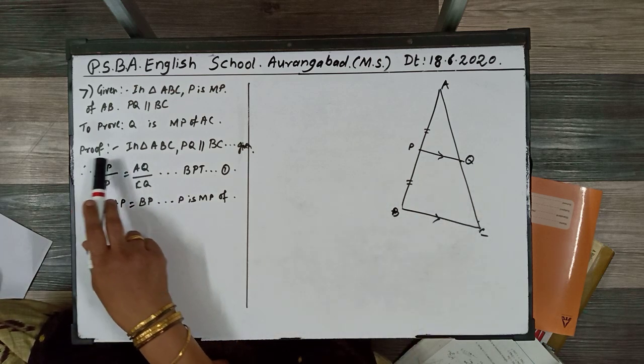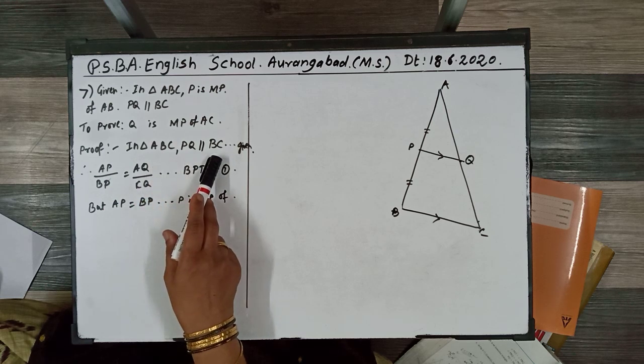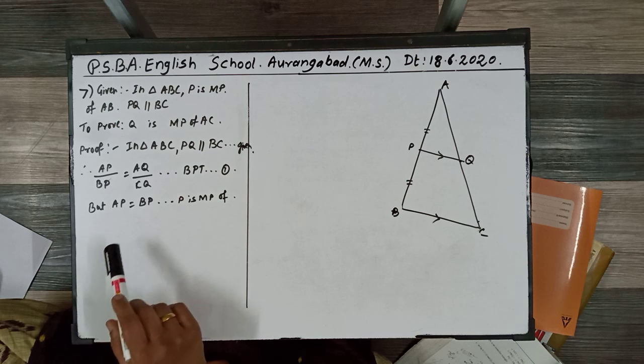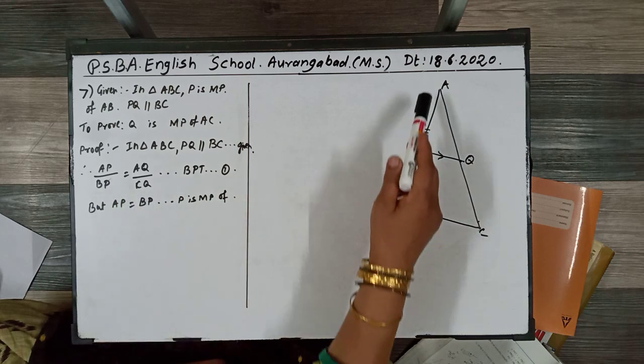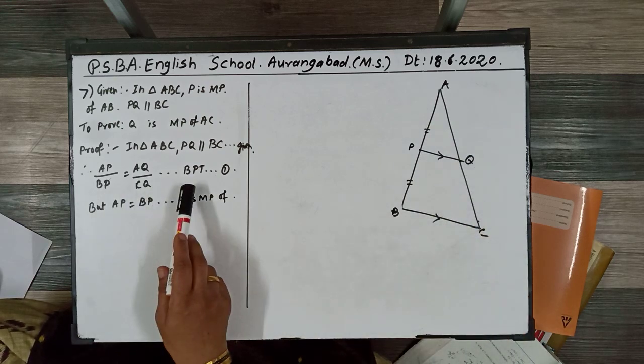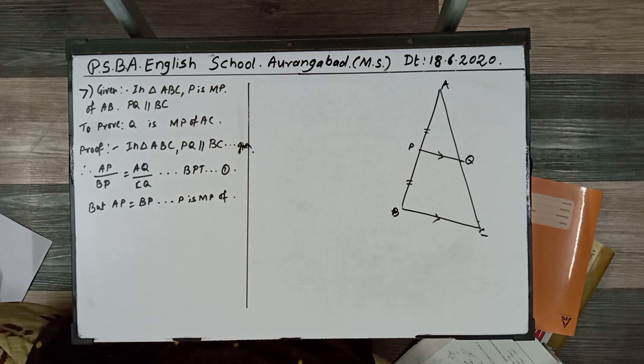So in the proof we will write: in triangle ABC, PQ is parallel to BC, that is given to us. Therefore we can say that AP upon BP is equal to AQ upon CQ. That will be BPT, Theorem 6.1. Theorem 6.1 means BPT. Statement number 1.